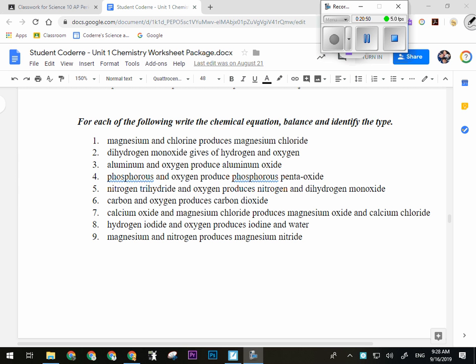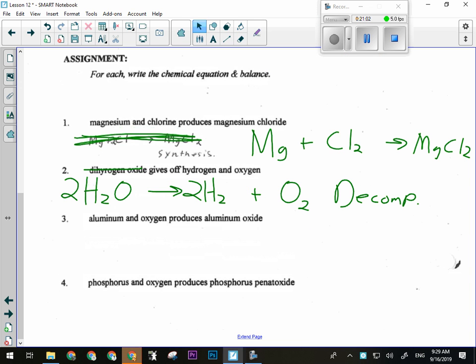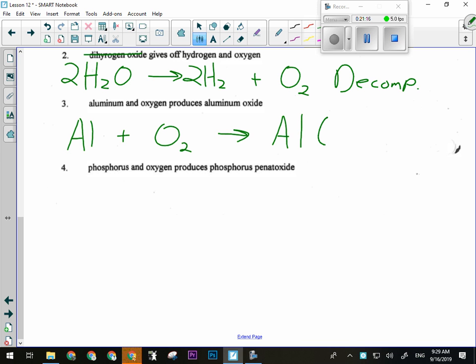So if we're looking at number 3, okay, we have aluminum. Okay, so we've got aluminum and oxygen. So aluminum looks like this, right? It's just a metal. Oxygen is an element, looks like this. And it's going to form aluminum oxide, which is an ionic compound. So I have to drop and swap. This is a -2, this is a +3. So a 2 goes here and a 3 goes here.